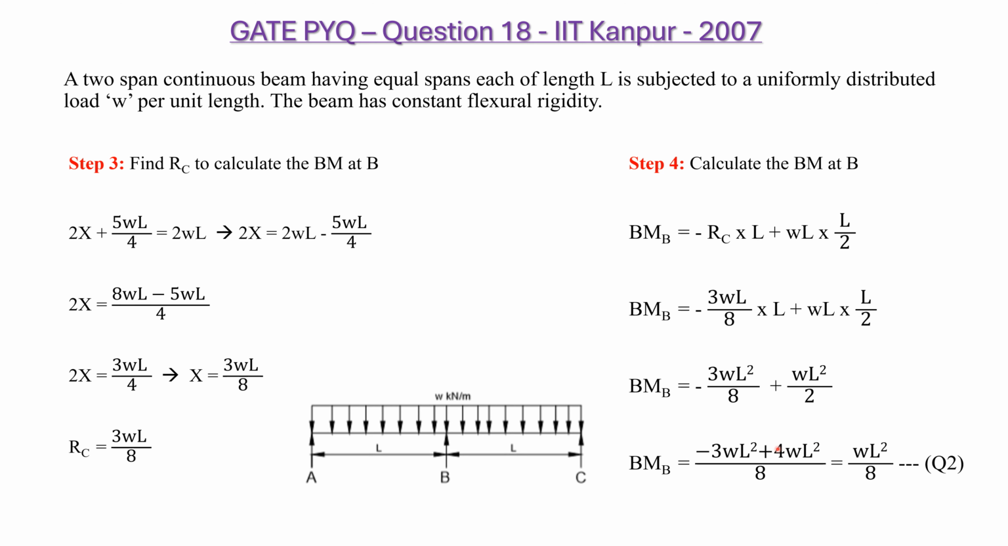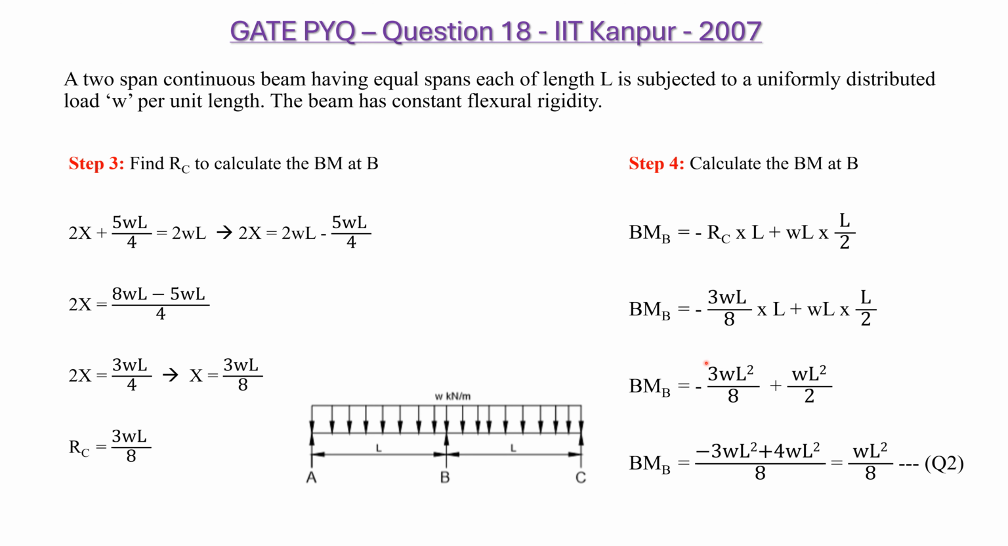Taking LCM of these two terms, it will be 8. When I solve this, minus 3WL^2 plus here 4 is multiplied, that will be 4WL^2. Then finally we get bending moment at this point B equal to WL^2/8. That is the answer for our question number 2. Here a typical bending moment diagram would look something like this. There will be sagging in this span here, and bending moment rises here to become hogging moment due to the continuous span, and again it reduces here by creating sagging moment, and it becomes 0 at point A.